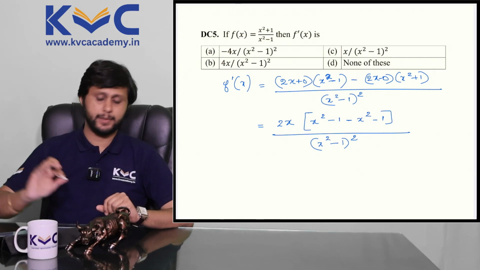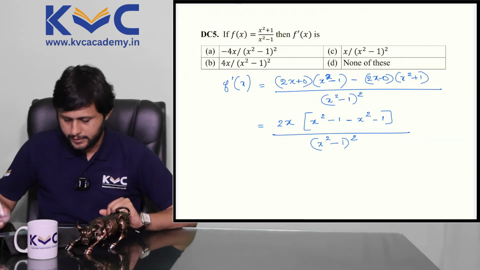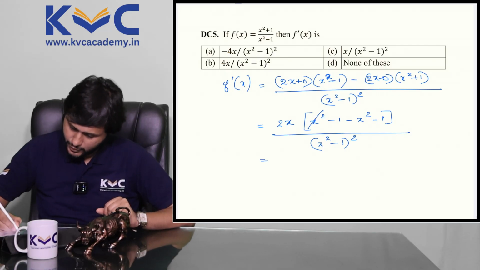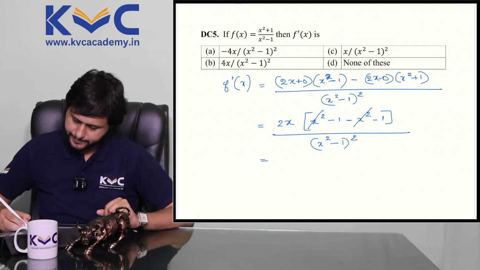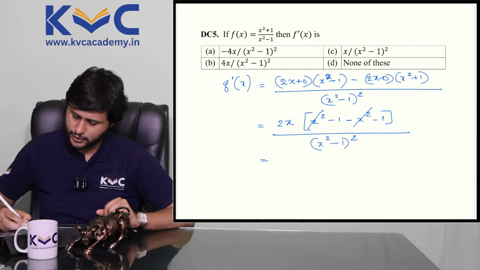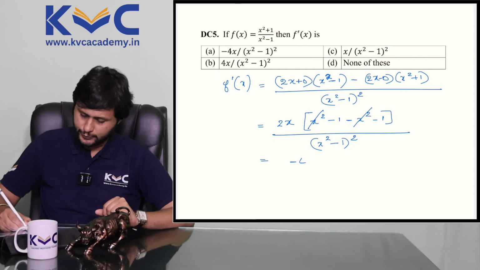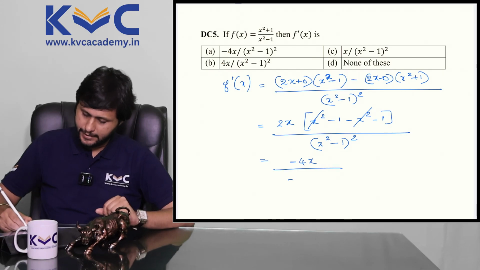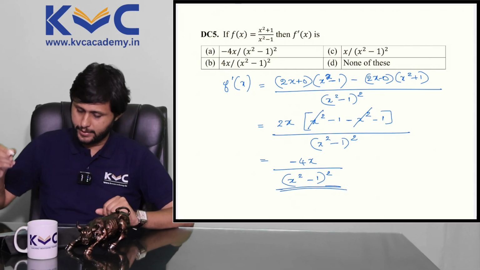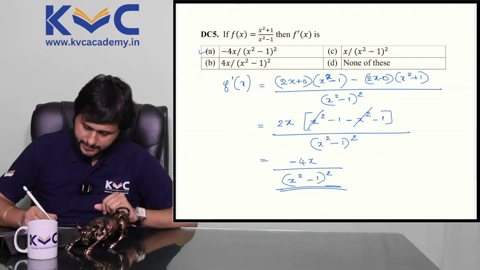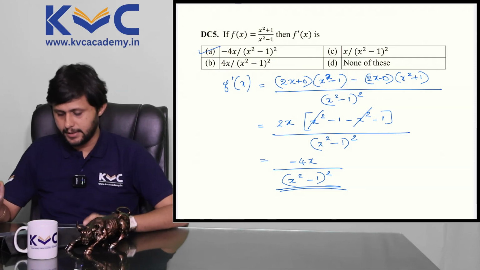That is not a problem. Denominator is not my problem because it is there in all the options. Fine. So further, x square positive and negative cancels. Minus 1 is minus 2. Minus 2 into 2x is minus 4x divided by x square minus 1 whole square. Minus 4x over x square minus 1 whole square, yes, we have it in option A.